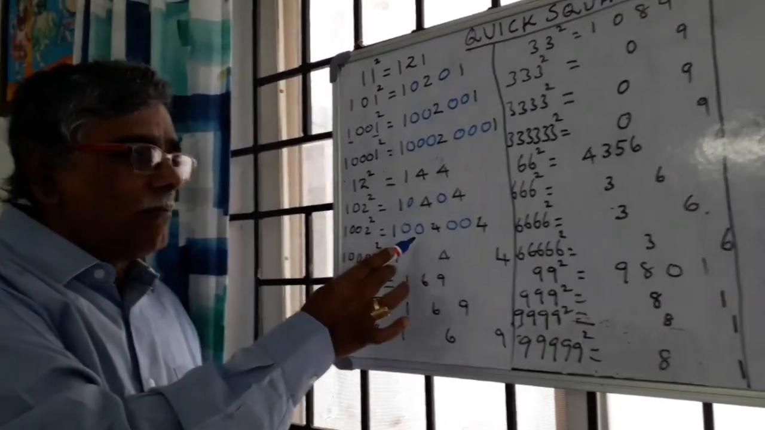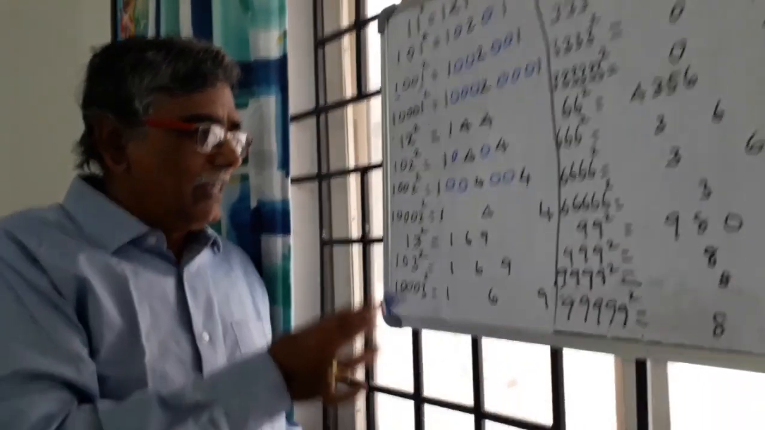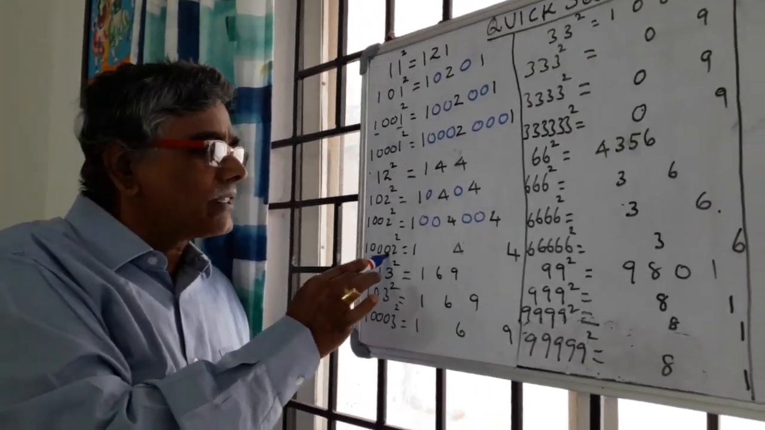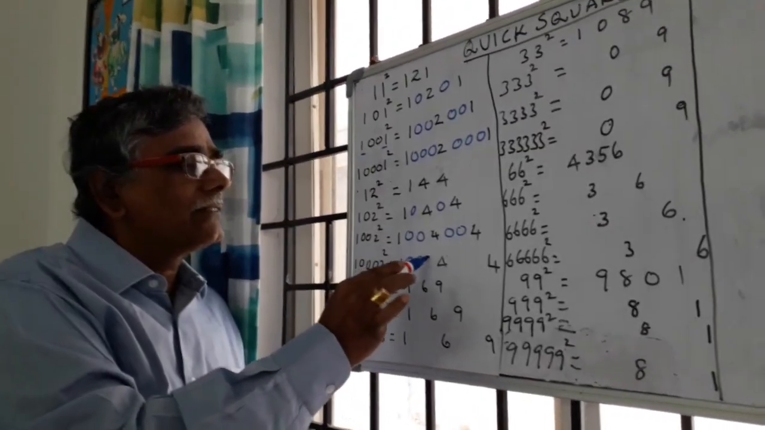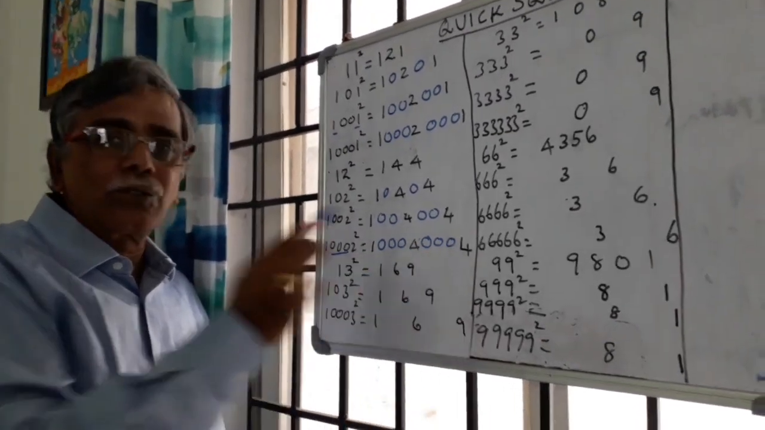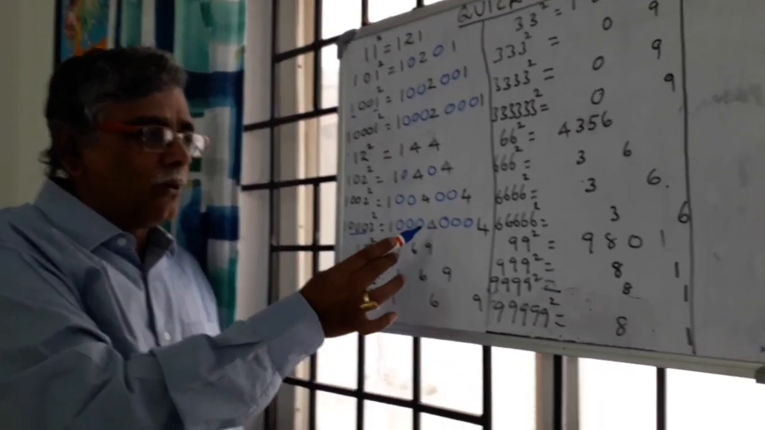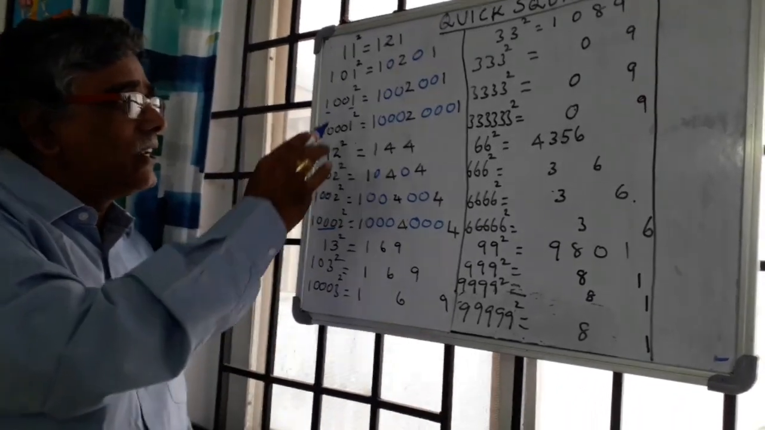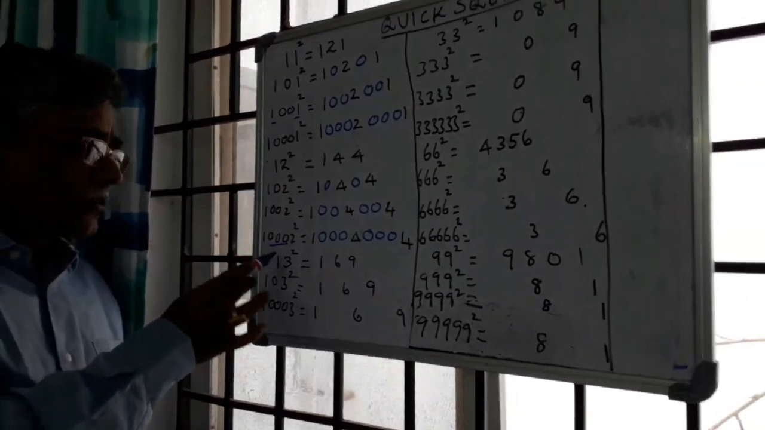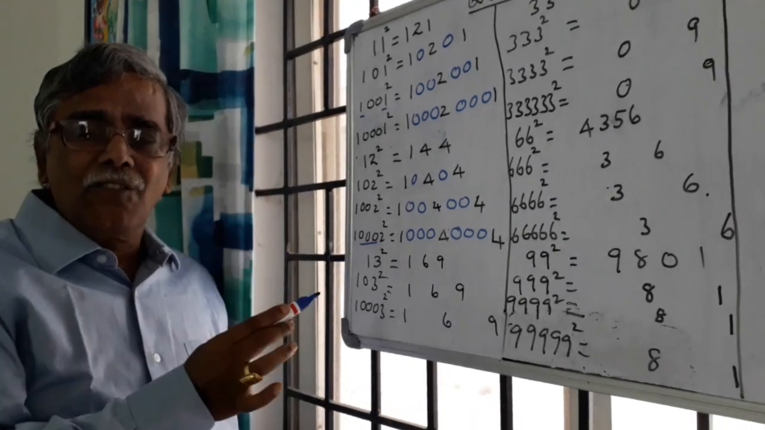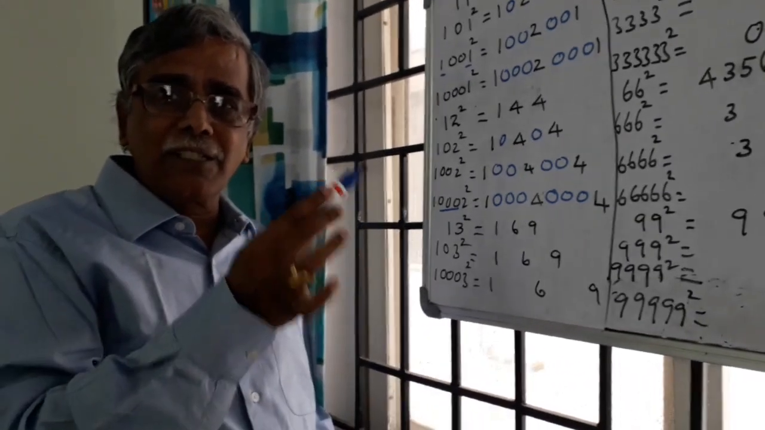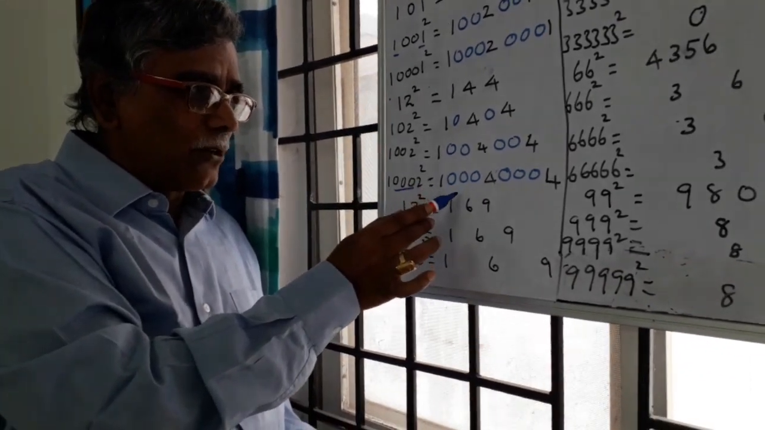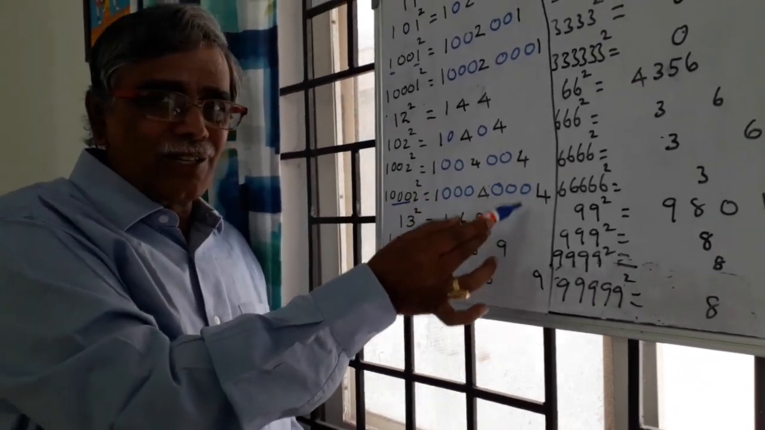So 1004004. Here 10,002. How many zeros in between 1 and 2? Three zeros are there. You put three zeros here. Here also three zeros. That is 100040004. So if you know 11 square and 12 square, you can do all these things. Here also, it is 100 digits. First digit is 1, last digit is 2, in between them 98 zeros. You have to put 1, 98 zeros and then 4, 98 zeros and then 4.